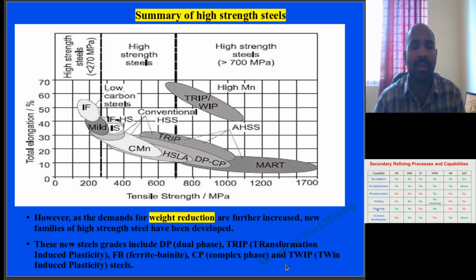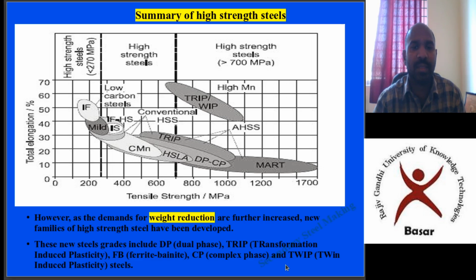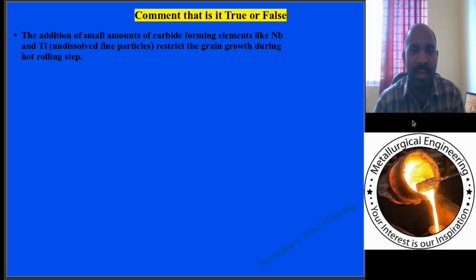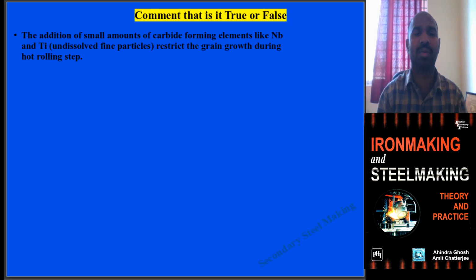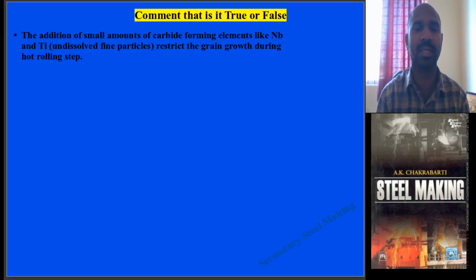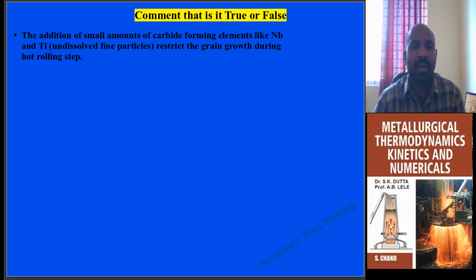Now let me speak about the other concluding point, that is, give your opinion with true or false. The addition of a small amount of carbide forming elements such as niobium and titanium, which act as undissolved fine particles during hot rolling process, will restrict the grain growth. Is it true or not? Please give your opinion.